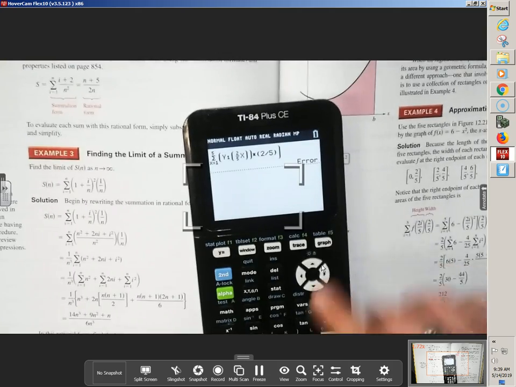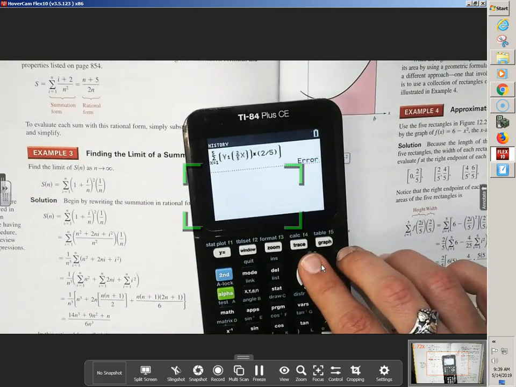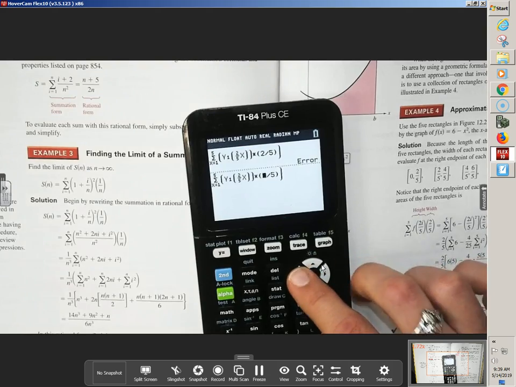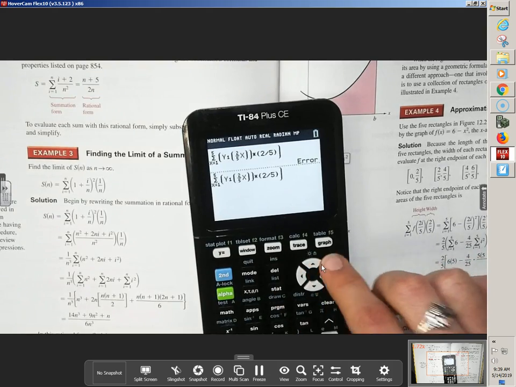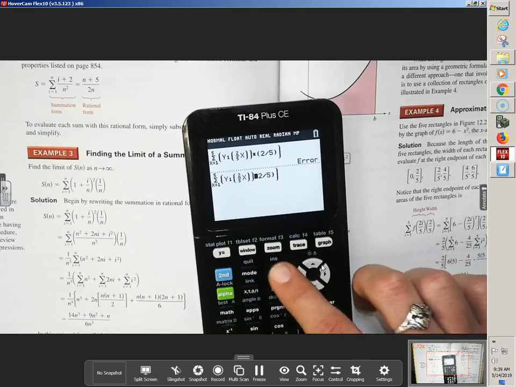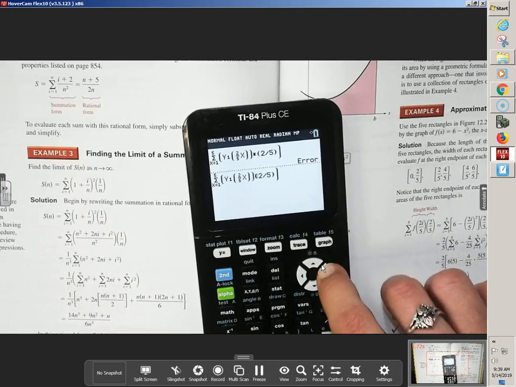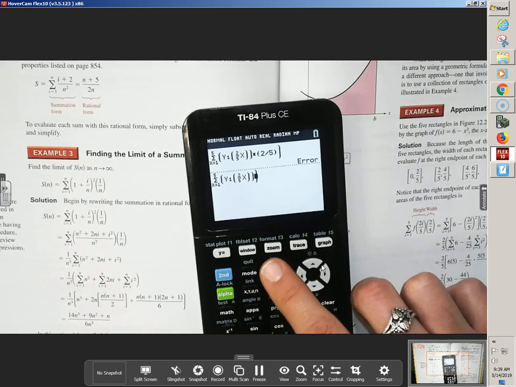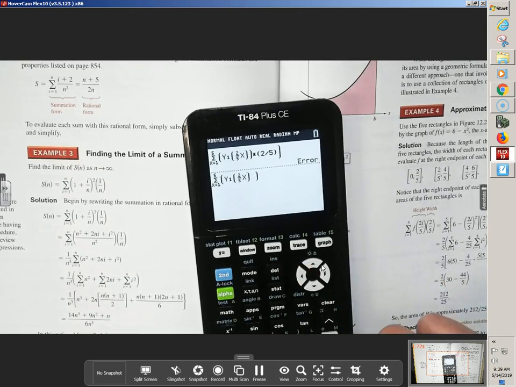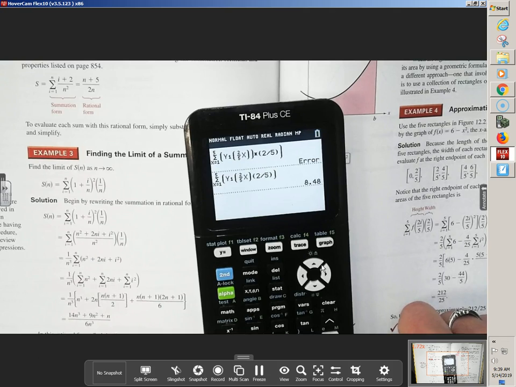Uh-oh, it doesn't like it. Oh, I had too many parentheses. 6 minus x squared, I think. Double check me, guys. Is it 6 minus x squared? I put 2/5 outside the little guy. There we go, 2/5. I got 8.48. Anybody else?